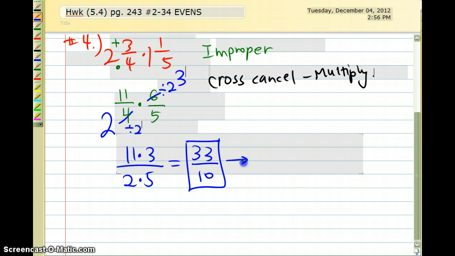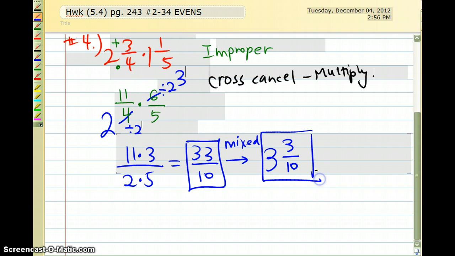I'm going to change it to mixed. When I change it to mixed, I'm looking for how many times 10 goes into 33. It goes into it 3 times with a remainder of 3, and I keep the 10 as my denominator.